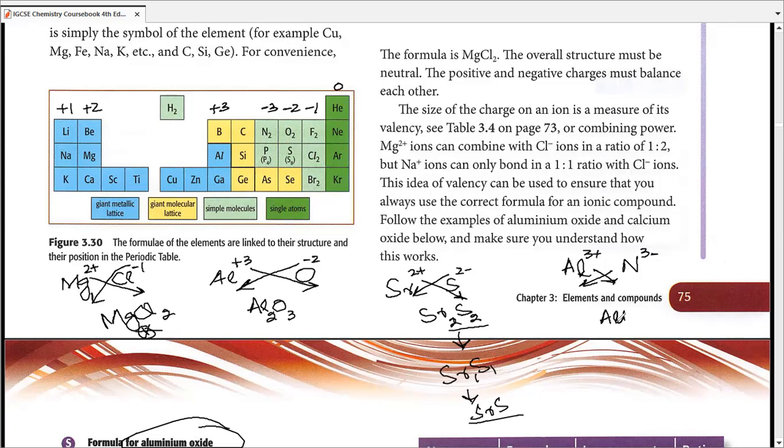AlN, because it will be cancelled out. AlN. Perfect, because they would either be cancelled out or simplified. You can use both terms. Now you know how to make formulae for ionic compounds.